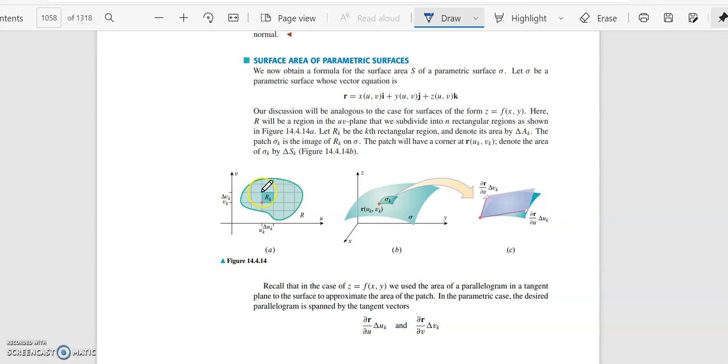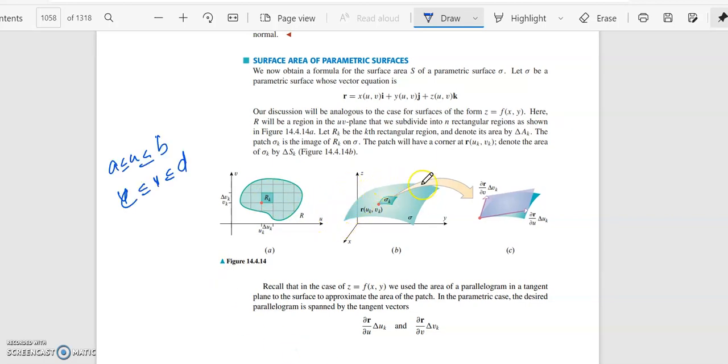So in the same way here, you are given a surface sigma in the parametric form and you are given a region R. We need to find the surface area of the surface sigma which is enclosed by the region R. Now what we do here is, let us divide R into rectangular regions. So let me take one such rectangle Rk in the given region R.